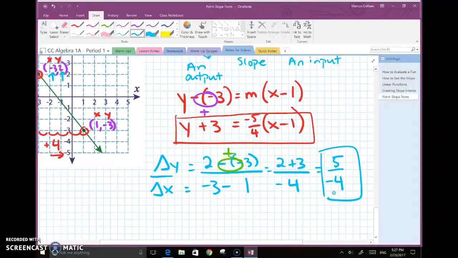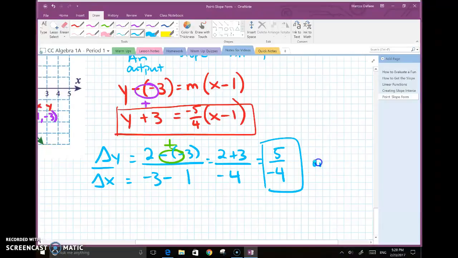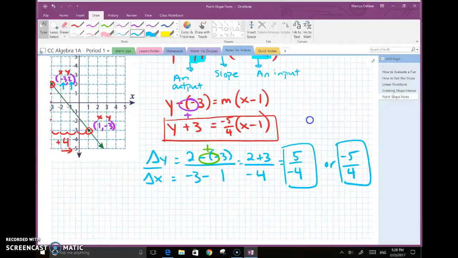And if you're thinking, well, Mr. D, that 5 over -4, that's not the same as -5 over 4. But it is. And the reason why it is because that negative belongs to the entire fraction. And because a fraction is made up of 2 numbers, a numerator and a denominator, it really doesn't matter where the negative sits because it still makes the entire fraction a negative. So whether it's -5 over 4 or 5 over -4, they mean the same thing. Okay? And you can put that into your function and it will mean the same thing. So there is a function.